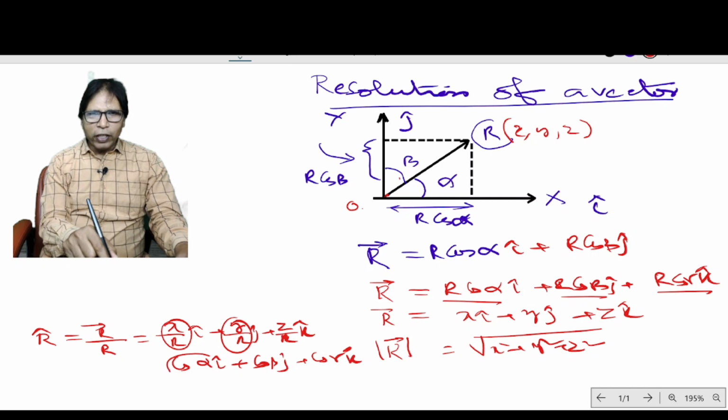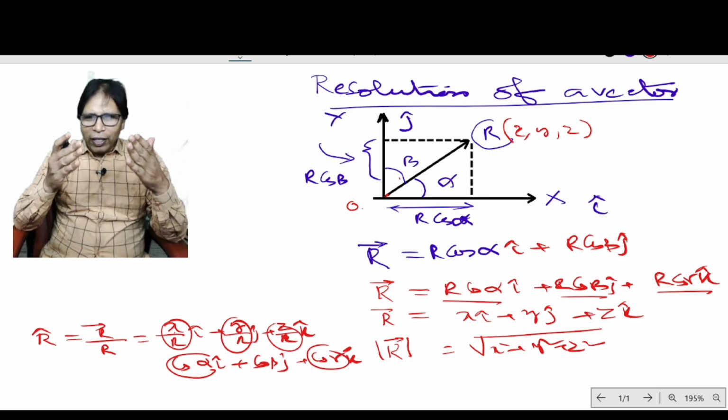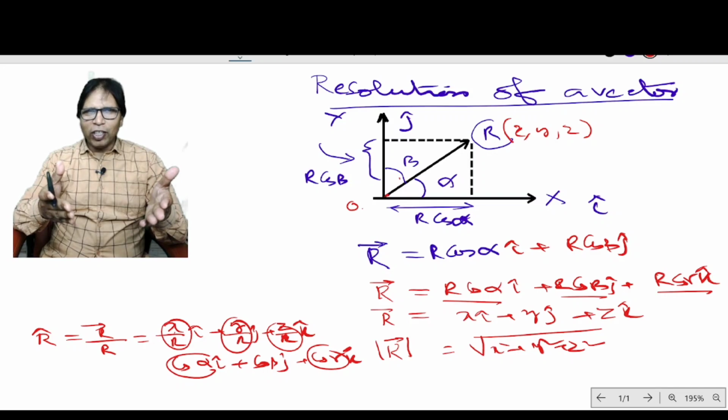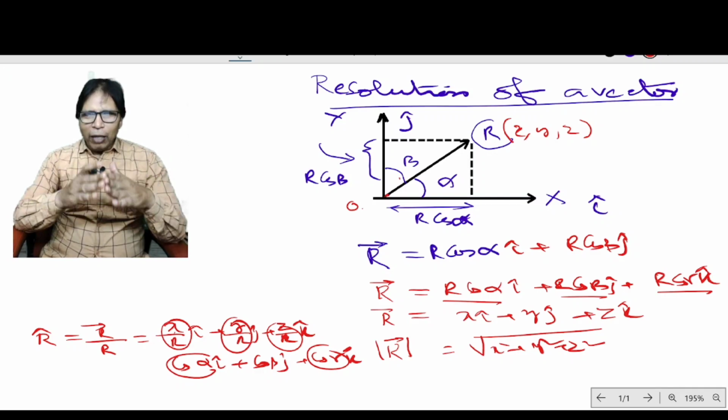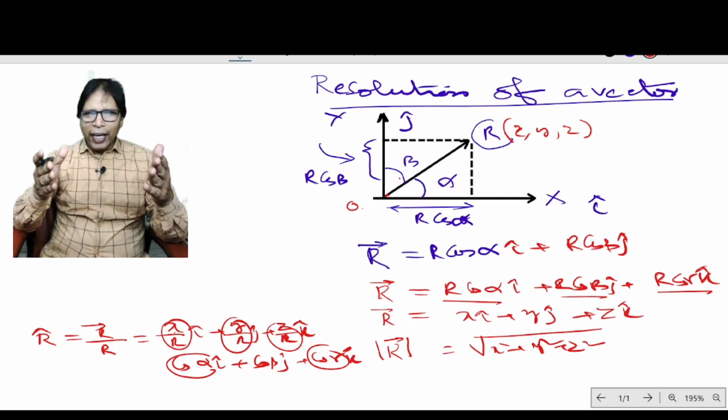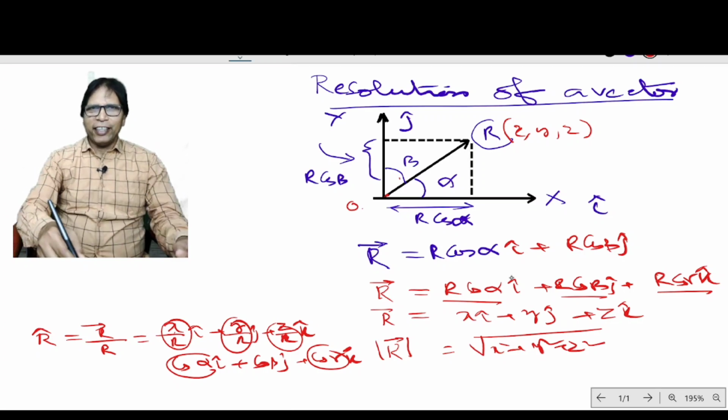So look at this, cos alpha equal to x by r, cos beta equal to y by r and cos gamma equal to z by r are called direction cosines of the vector. And alpha, beta, gamma are the angles made by the vector with the coordinate axes.